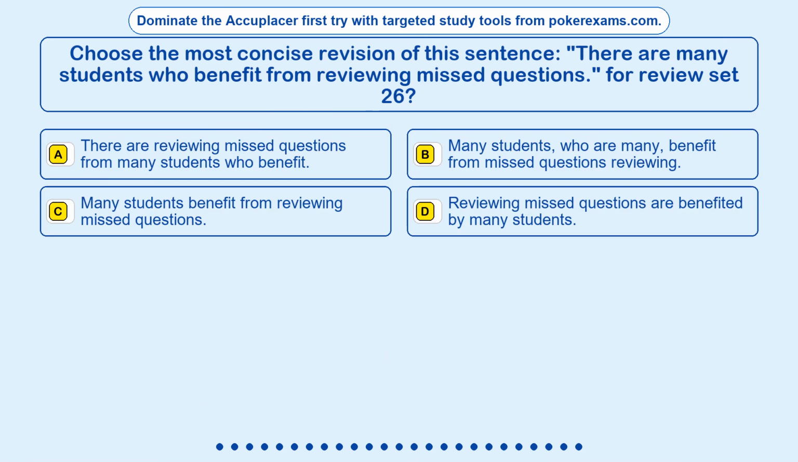Question 22. Choose the most concise revision of this sentence. There are many students who benefit from reviewing missed questions. For review set 26. Option A. There are reviewing missed questions from many students who benefit. Option B. Many students, who are many, benefit from missed questions reviewing. Option C. Many students benefit from reviewing missed questions. Option D. Reviewing missed questions are benefited by many students.